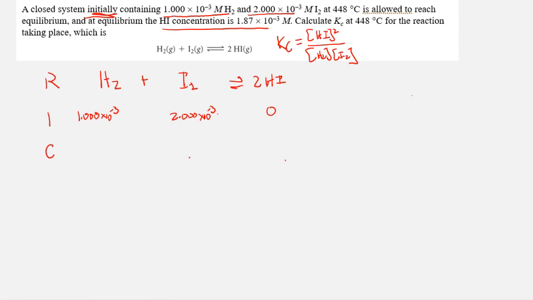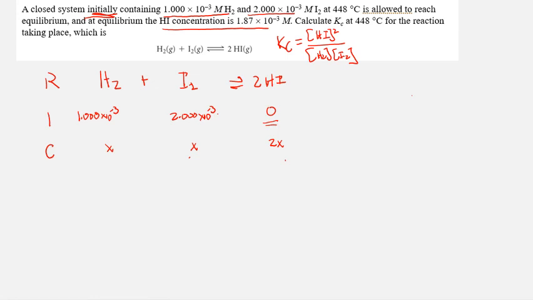For my change in the coefficients, again, I have 1, 1, and 2. So I have an X, X, and 2X. Now, as I mentioned, we need to determine the direction that the reaction is going to shift to achieve equilibrium. In cases like this, where we have 0 being one of our initial concentrations, the reaction will always shift in the direction to produce some of that substance. So those are the easy ones. You don't have to actually solve for Q in this case.